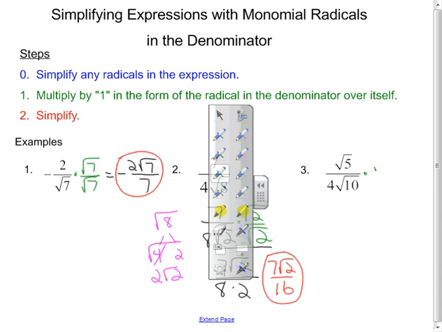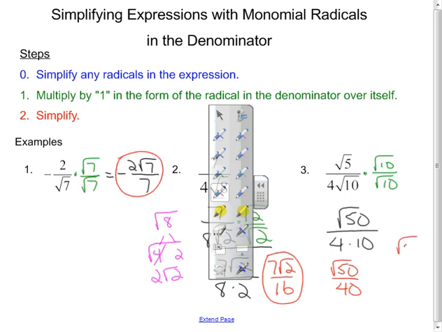an opportunity to multiply by root 10 over root 10. Again, just using the radical in the denominator. And this fraction is just 1. This gives me, while multiplying across, root 50 over 4 times 10. Okay? So from there, I'll need to simplify. So at first, I'll put root 50 over 40. But I also need to realize my root 50 can be simplified, which is going to give me 50 broken into 25 times 2. Square rooting that is going to give me 5 root 2.